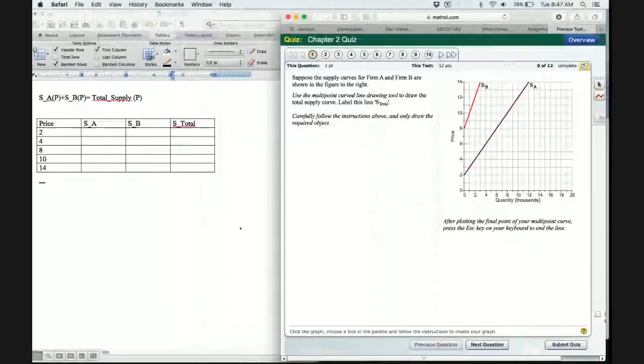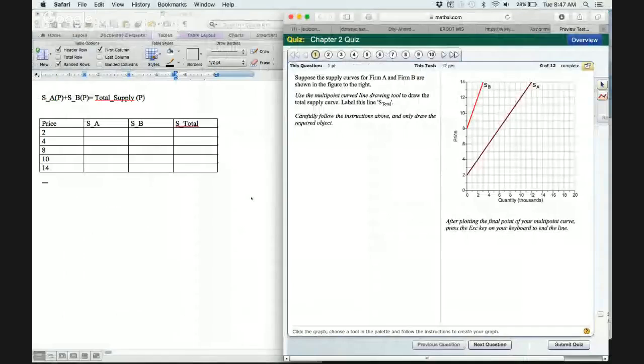A couple of people had a little bit of a hard time with one of the quiz questions from yesterday and wanted some extra explanation. The question involved adding two supply curves together. Here it is on the right-hand side. Suppose the supply curves for firm A and firm B are shown in the figure on the right. We have these two supply curves, SB and SA, the supply curve for firm A and the supply curve for firm B.